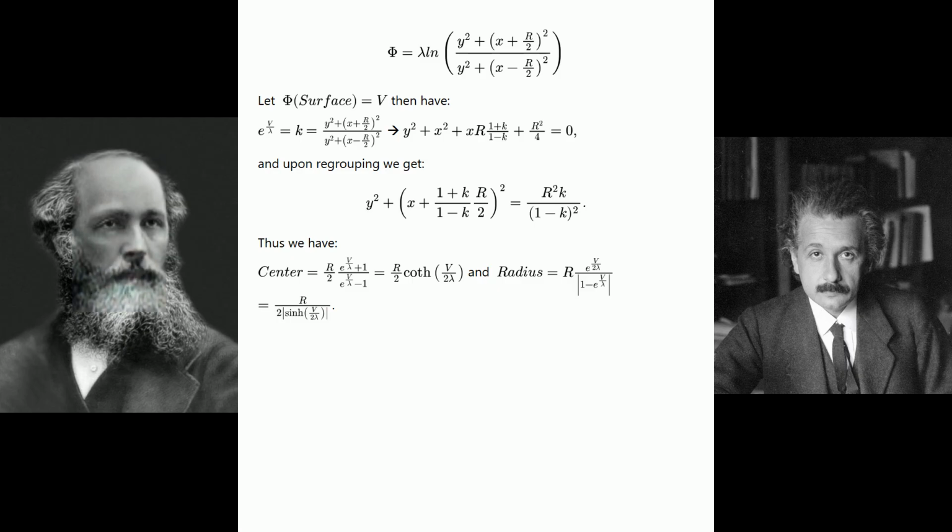Thus we have center equals r over 2 times e raised to the V over lambda power plus 1 over e raised to the V over lambda power minus 1, equals r over 2 the hyperbolic cotangent of V over 2 lambda. And radius equals r e raised to the V over 2 lambda power over the absolute value of 1 minus e raised to the V over lambda power, equals r over 2 times the absolute value of the hyperbolic sine of V over 2 lambda.